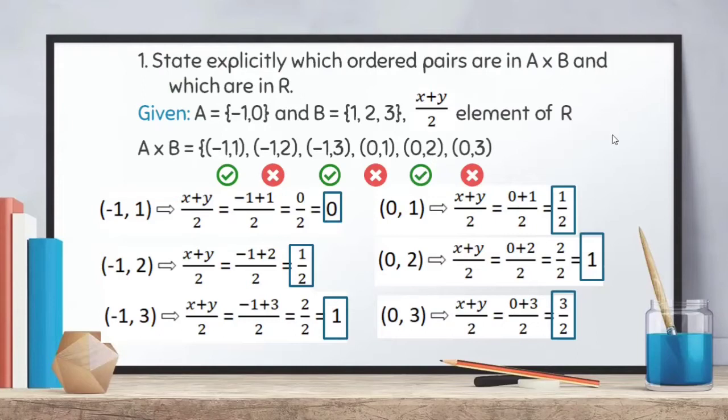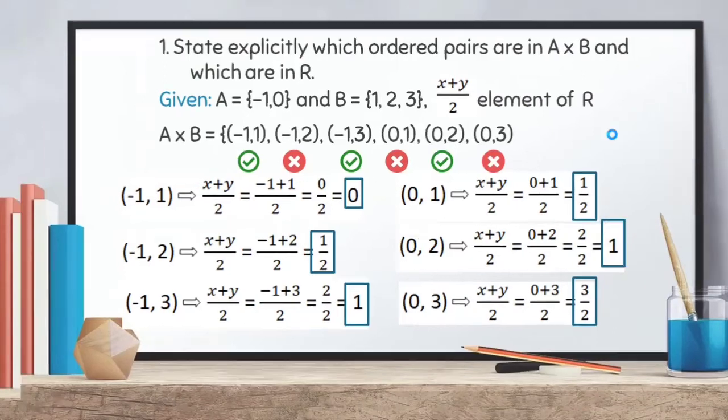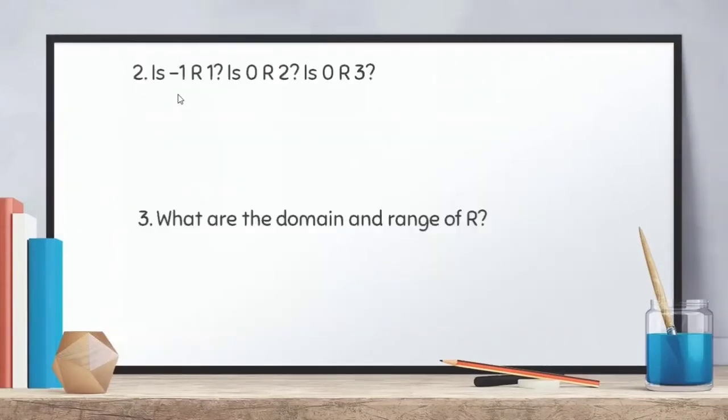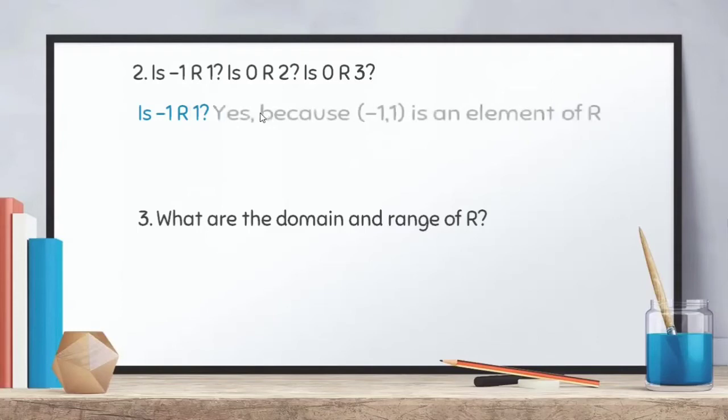None. All right. So now let's proceed to our number 2. Is (-1, 1) in R? All right. So again, we're going to use the same formula, x plus y all over 2. So that would be negative 1 plus 1 all over 2. So the answer would be 0 over 2, and that is equal to 0. And since 0 is an integer, the answer would be yes, because (-1, 1) is an element of R.